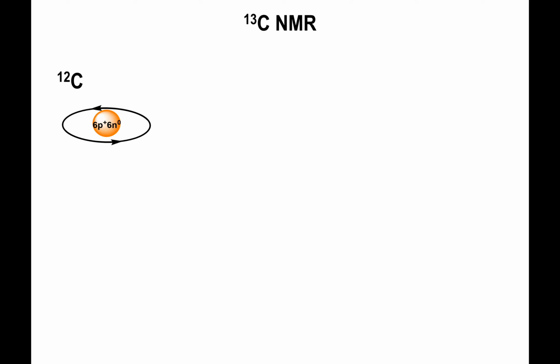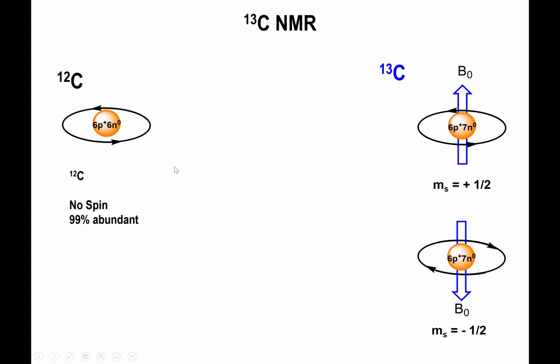And what you may recall from the first video is that carbon 12, the most abundant isotope of carbon, doesn't have a nuclear spin. Therefore, it doesn't give you an NMR signal. And to make matters worse, it is the most stable isotope of carbon. Now, carbon 13, on the other hand, does have a half spin, right?